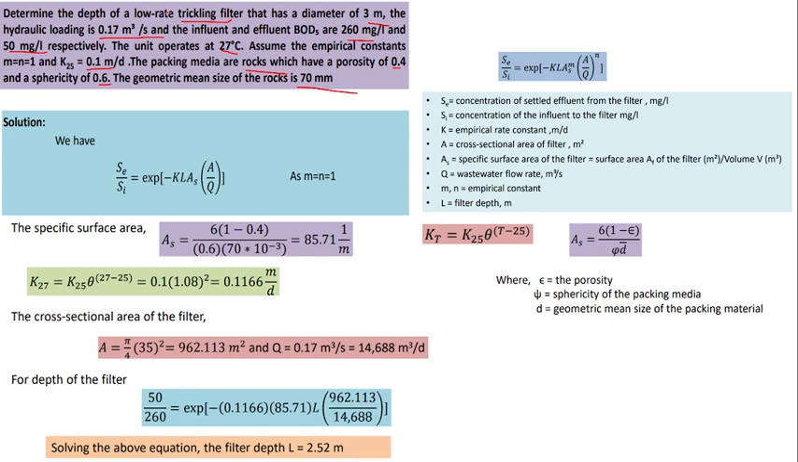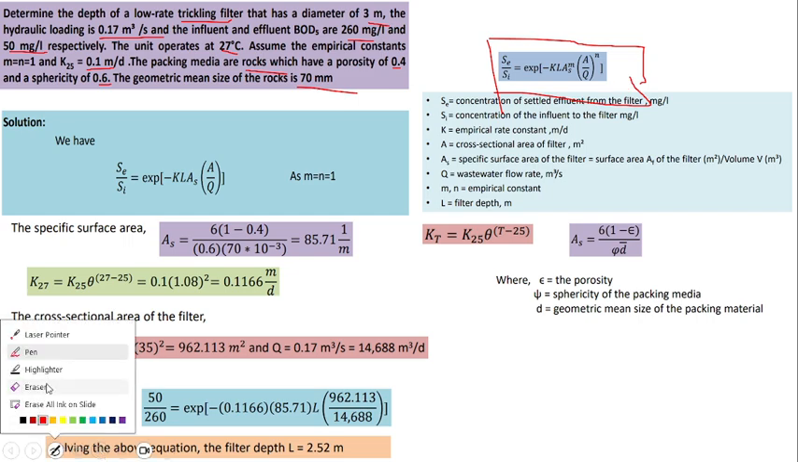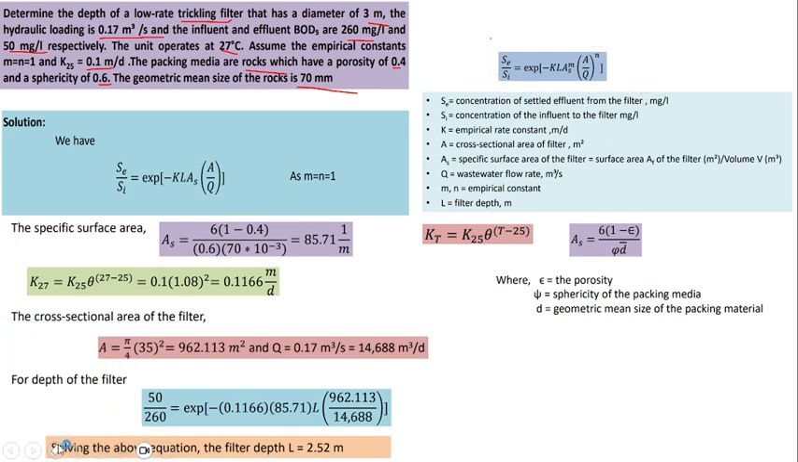So the question asked is to determine the depth of the low rate trickling filter. To obtain the depth, we have to use this equation. Note it down, which is SE divided by SI. Please note down this equation. This is the general equation: SE divided by SI is equal to exponential of minus K L AS power M, A by Q whole power N.